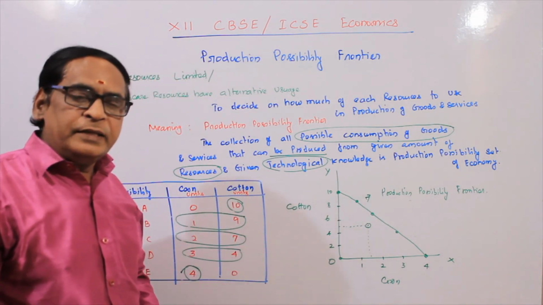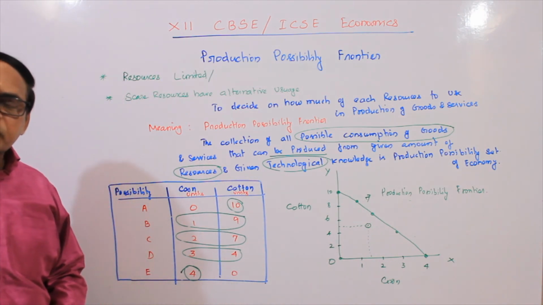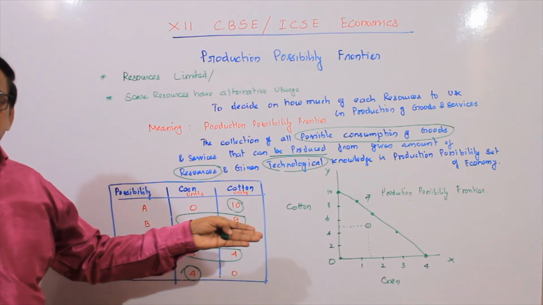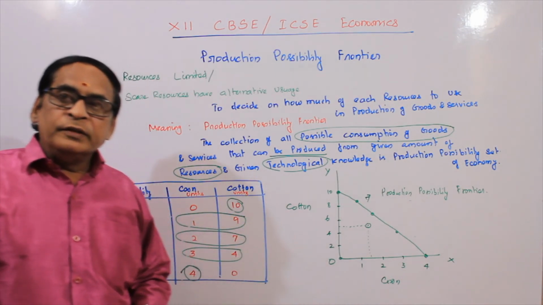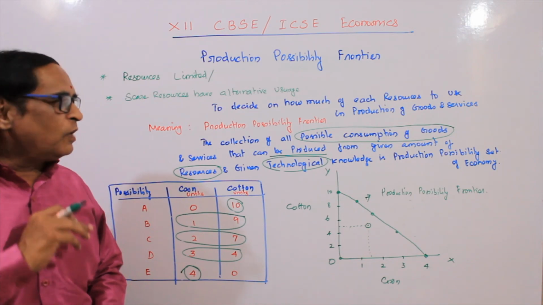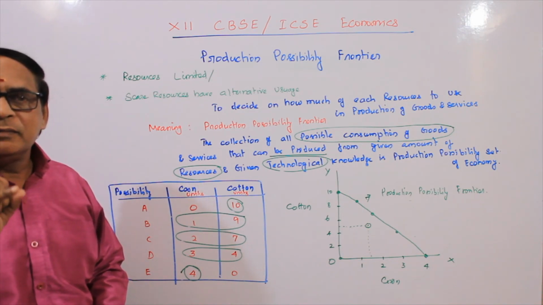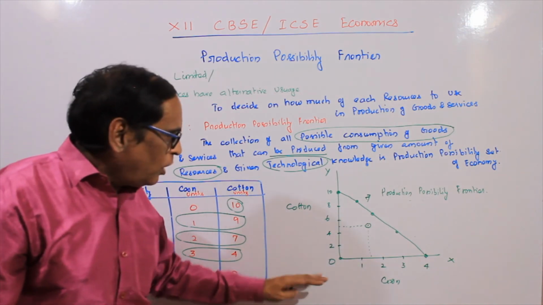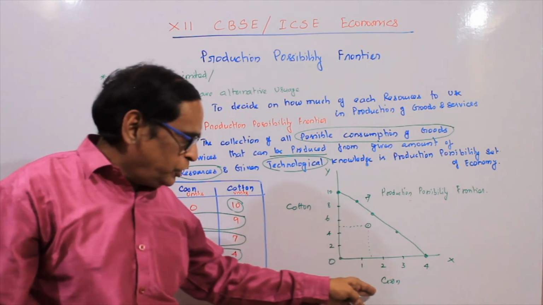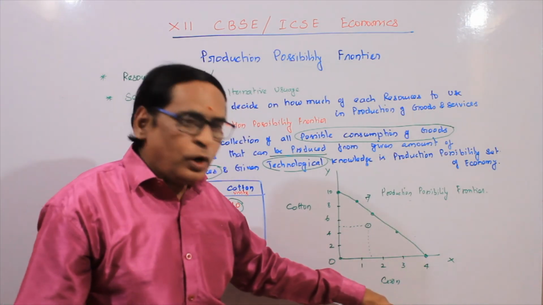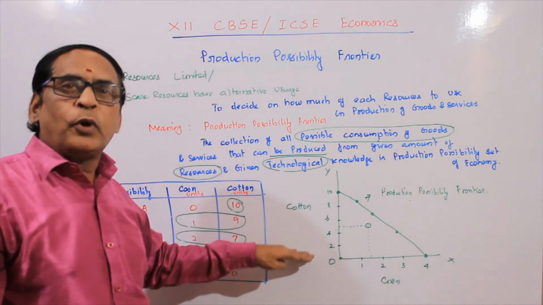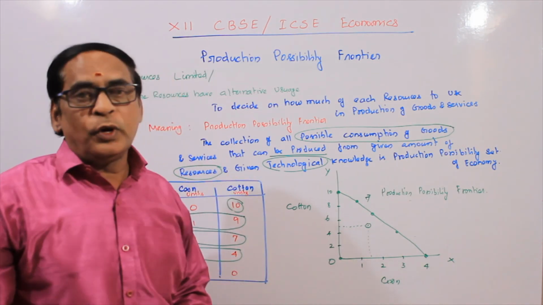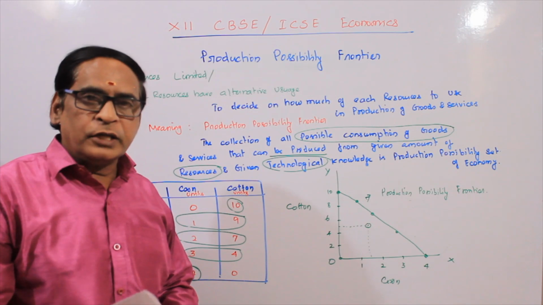And then we may say opportunity cost. Opportunity cost means the next best alternative that is forgone. That is opportunity cost. So if we want to have more, you have to lose something here. If you want more corn, you have to lose some of the production of cotton. So this is the production possibility curve and opportunity cost. Clear?